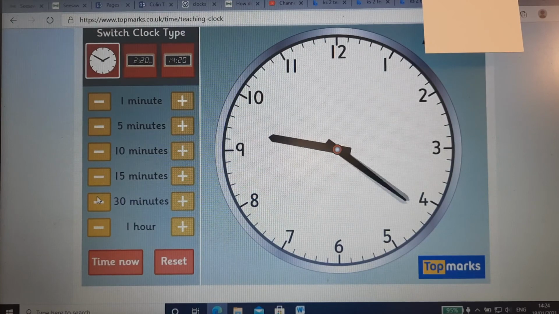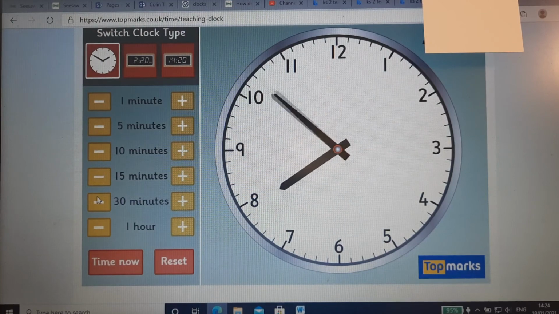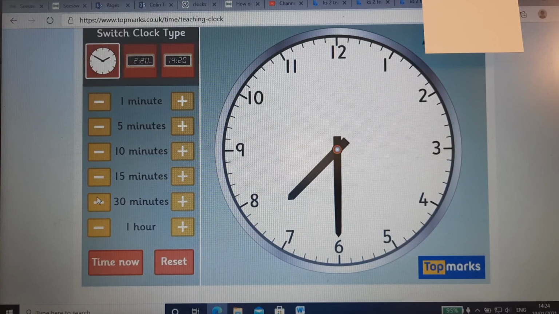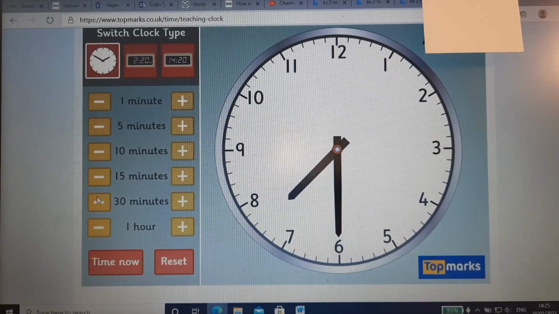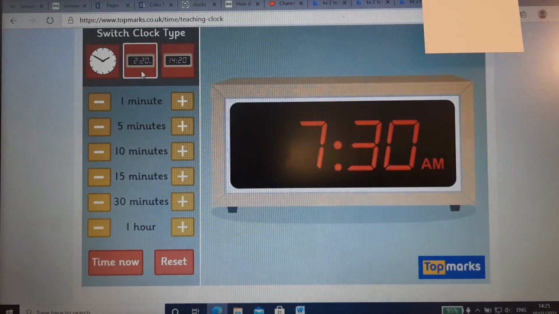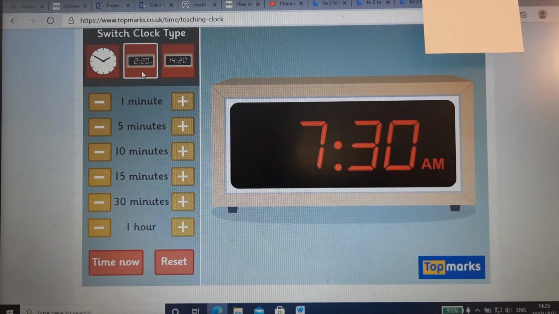Let's get another one. And we are going to go for a little bit earlier. There's a clue. What time is this in the morning? Is it AM or PM? Write it down as a digital time. Press pause whilst you're doing it. Okay, what does that look like? And it is 7:30 a.m.